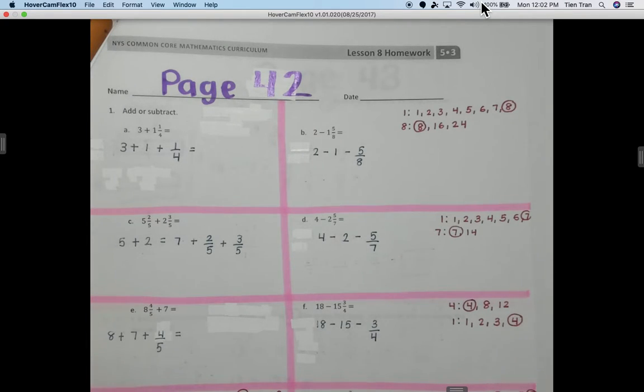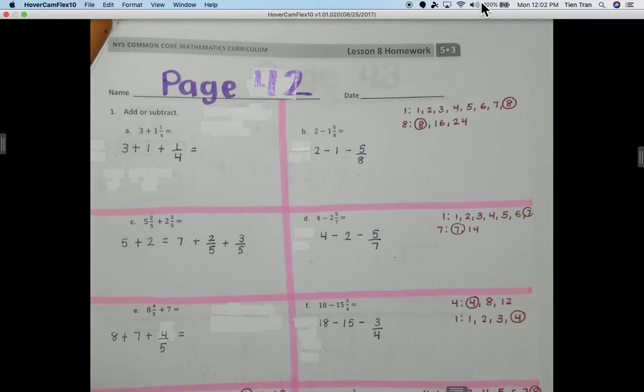We are on page 42 and lesson 8. So please make sure you are turning to the correct page. Today we're learning about adding and subtracting whole numbers and mixed numbers.